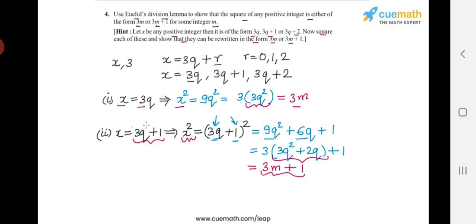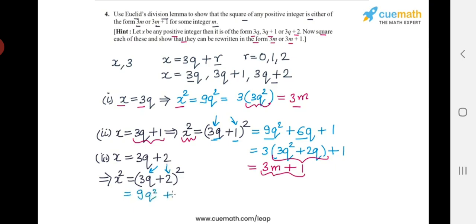Now finally let's take the third form of x, which is 3q plus 2. So if x is 3q plus 2, so let me write it here. So x square will be equal to 3q plus 2 whole square. So let's again use the identity for a plus b whole square, where a is 3q and b is 2. So in this case a square will be 9q square, and then 2ab will be 2 into 3q into 2, so that's 12q, and then we will have b square, which is 4.